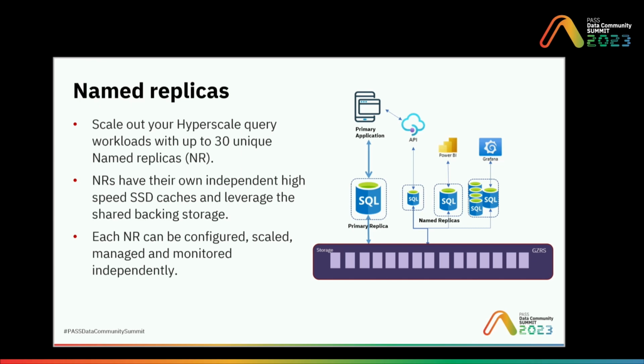So for a named replica, the client can directly connect to that? Yes. Let's say you have a Power BI app. You can give that Power BI app the name of this named replica as the app name.